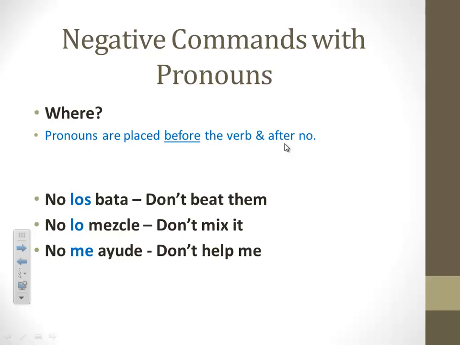Okay, remember my best recommendation to you is to take one command and memorize it. If you went back to the tú form, you might have learned ayúdame, no me ayudes. If you've got that memorized, you will always remember where your pronouns go. Attached to affirmative, goes in front of the verb with negative.